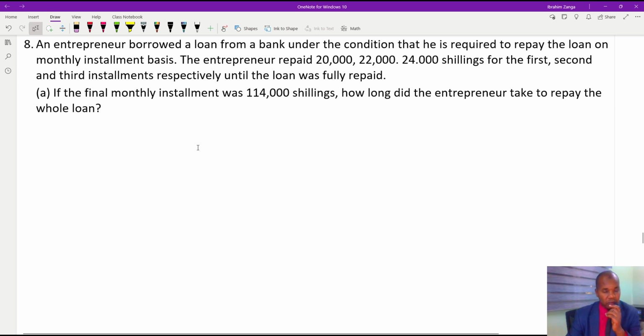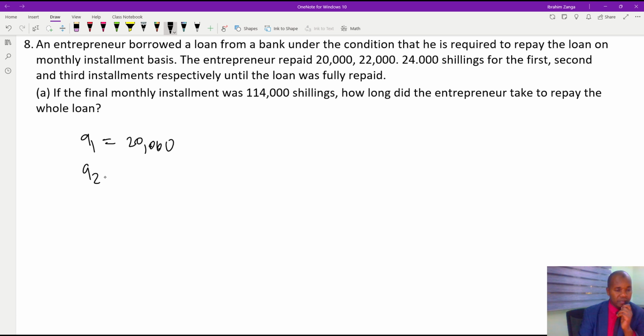If you read the question carefully, you're going to see that this is a question related to arithmetic series. So I'll be letting A1 be the first installment, which is 20,000 shilling. A2 is the second installment, which is 22,000 shilling. A3 is 24,000 shilling.